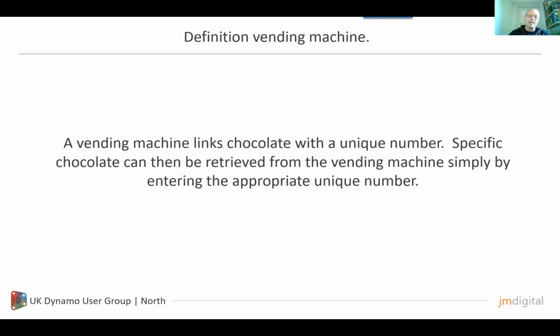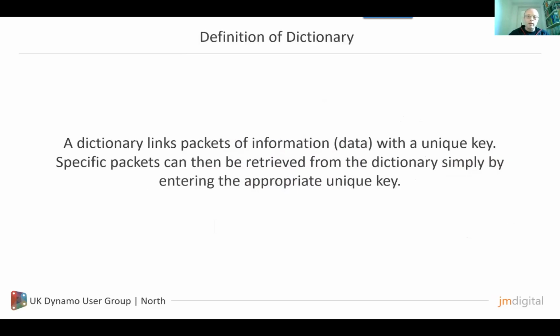And essentially a dictionary works in exactly the same way. If we replace vending machine with dictionary, chocolate with data, and our unique number with a key, we get what is essentially a dictionary. A dictionary links packets of information or data with a unique key. Specific packets can then be retrieved from the dictionary simply by entering the appropriate unique key.